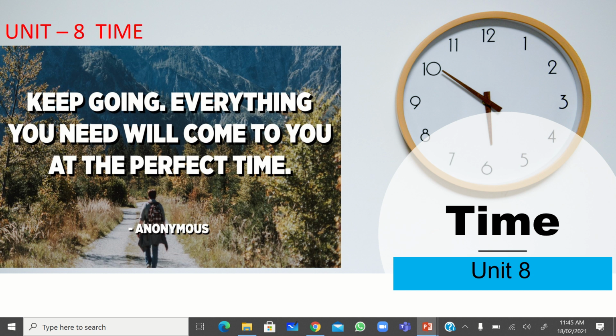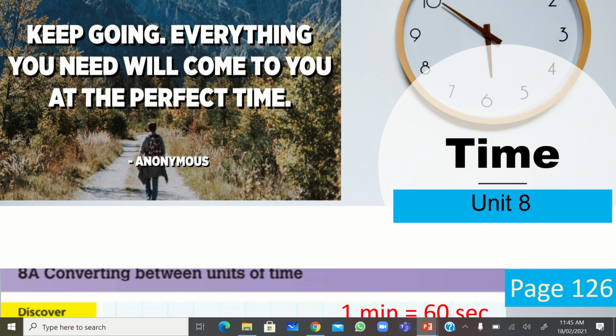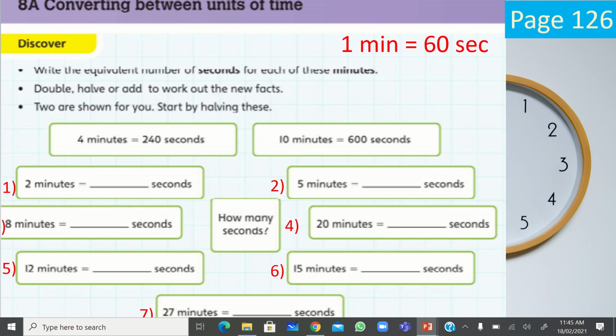In this unit, we'll study conversion of time from days to hours and hours to days, similarly from minutes to seconds and so on. In this unit, we'll also study about 12 hours and 24 hours format and then elapsed time. This is our textbook page 126 and 8 is about converting between units of time.